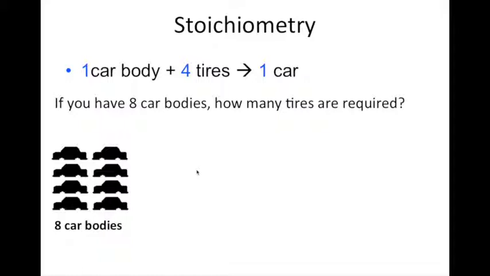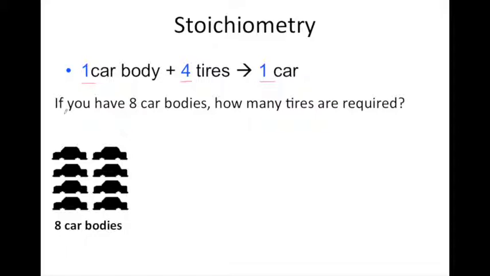Let me give you an example that illustrates this, a little simple example. Let's say we want to produce complete cars. 1 car body plus 4 tires will give us 1 complete car. So these coefficients are analogous to our stoichiometric coefficients in a chemical reaction.